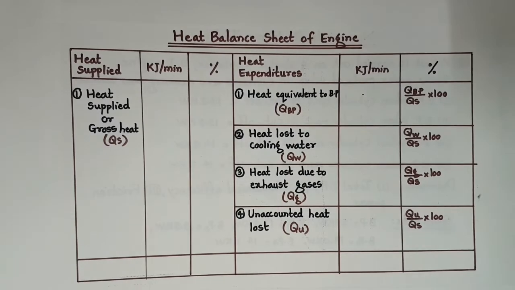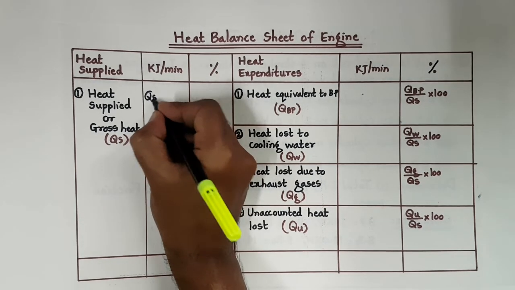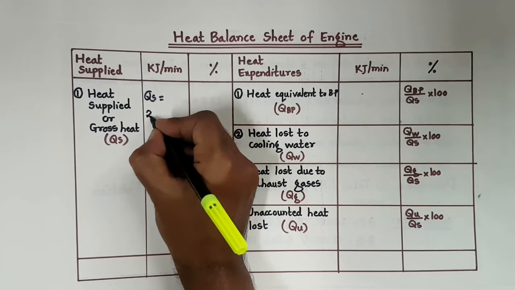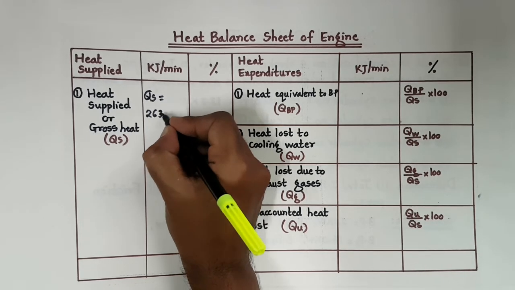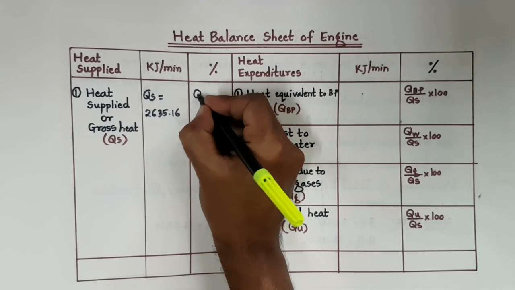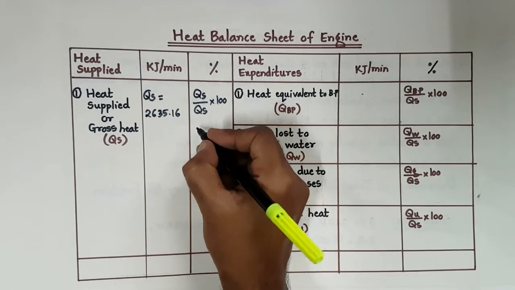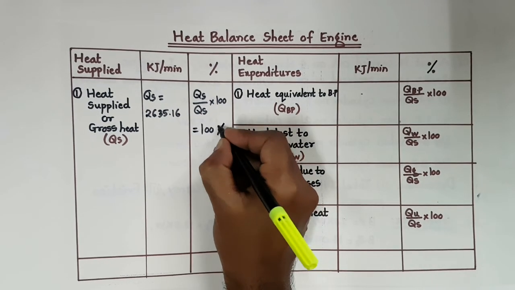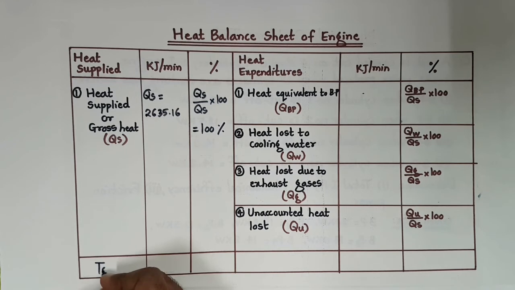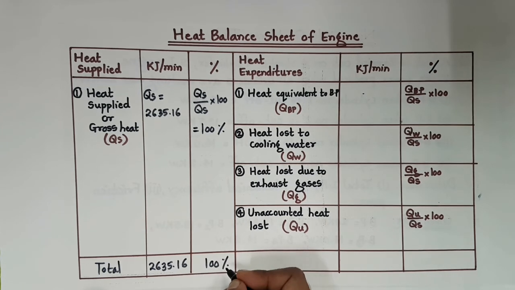We draw the heat balance sheet by putting all the values of elements of heat. So first of all, heat supplied Qs. The Qs value we have already found, that is 2635.16 kilojoule per minute. So the percentage of that, Qs upon Qs into 100, means it is 100%. So we'll write the total heat supplied, that is 2635.16. So it is 100%.